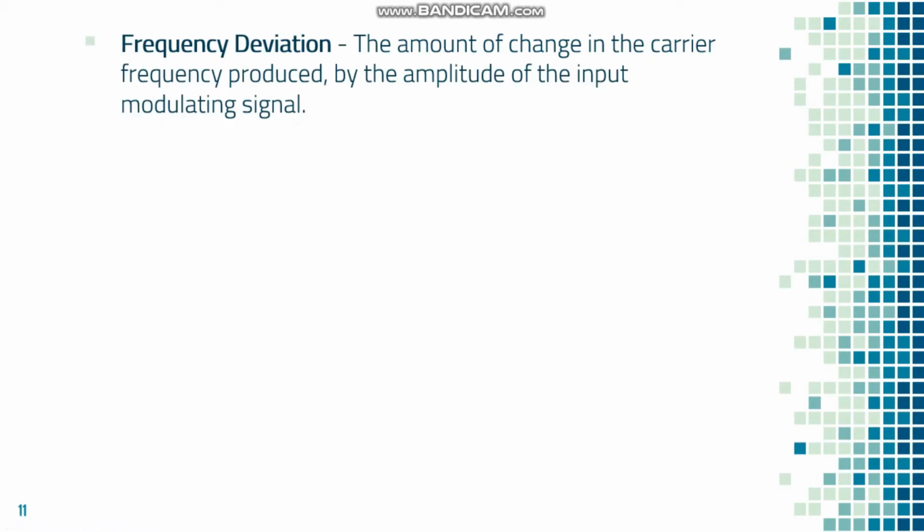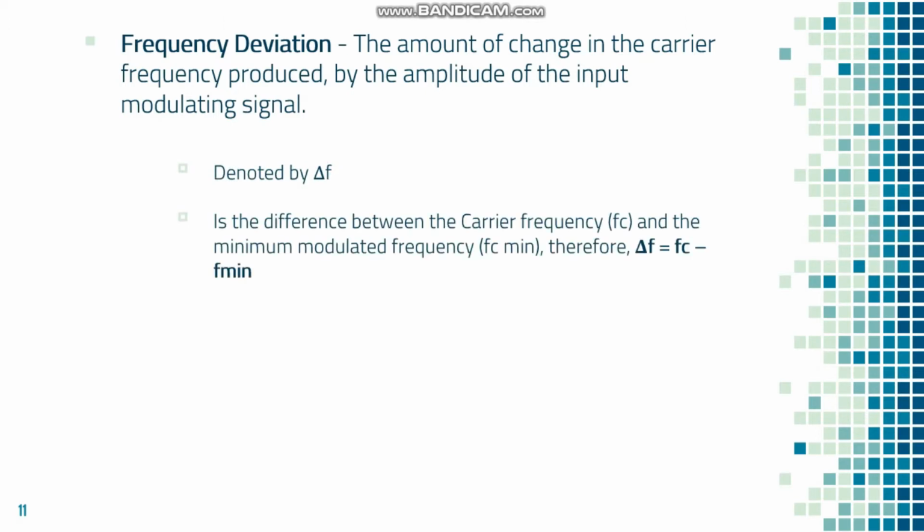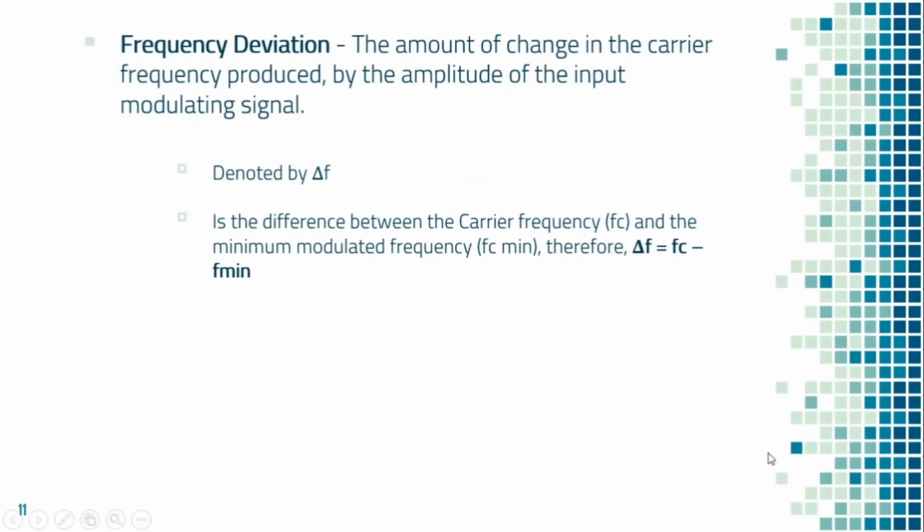So, ano ba yung frequency deviation? Yung frequency deviation is the amount of change in the carrier frequency produced by the amplitude of the input modulating signal. So, it basically means kung gaano na bago ng modulating signal yung carrier frequency. It is denoted by delta F, and it can be found by finding the difference between the carrier frequency or Fc and the minimum modulated frequency or Fmin. Therefore, delta F is equals to Fc minus Fmin.